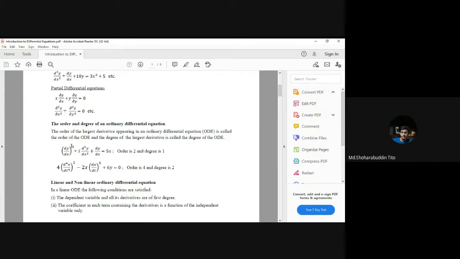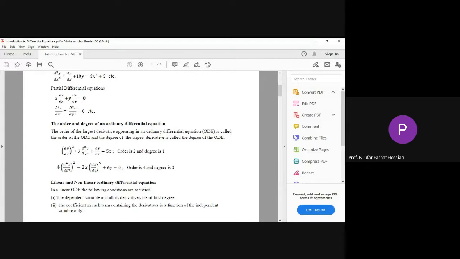No, Miss, this is second order. This is not the order, this is the power of this derivative. This is the degree. Second order, yes. The highest order is 2. So the order of this ODE is 2.